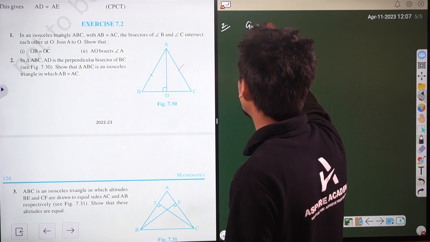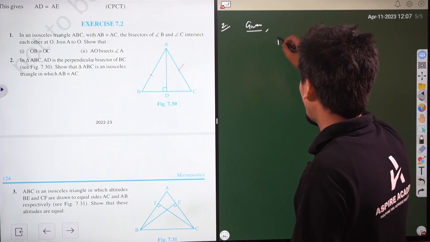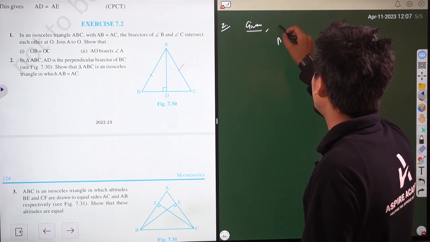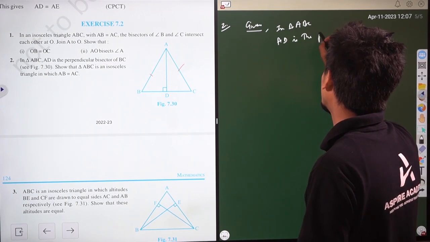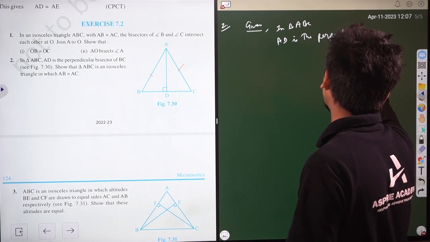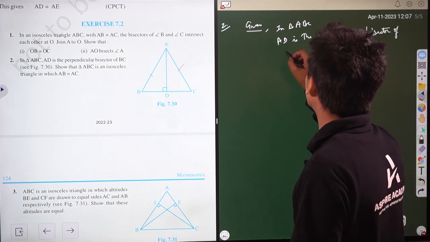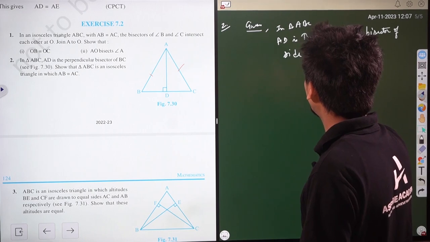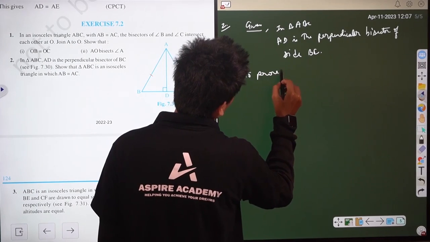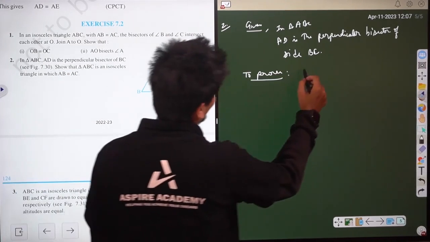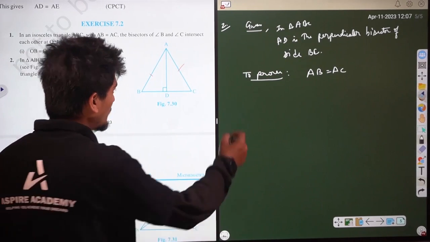Given, first of all, since the diagram is given here, I will not draw it again. Given: in triangle ABC, AD is the perpendicular bisector of side BC, right? Now what we need to prove? To prove: AB is equal to AC. Okay, we need to prove this. Now the proof.